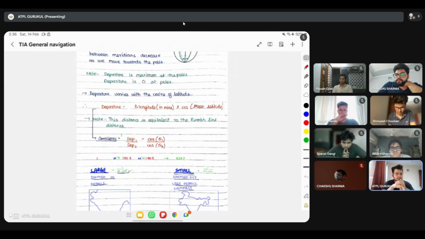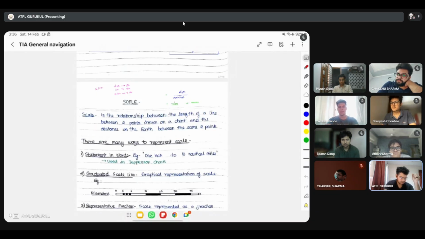Studying convergency is a prerequisite for studying charts. Okay, studying directions and distances on Earth is a prerequisite for the chapter of charts. That is why we have taken this particular flow of the syllabus. Today we are going to start with scale. That is the first chapter. Let us start. What is scale?